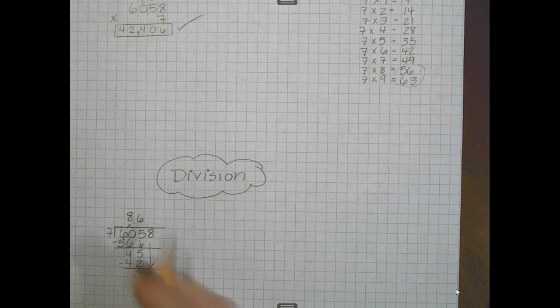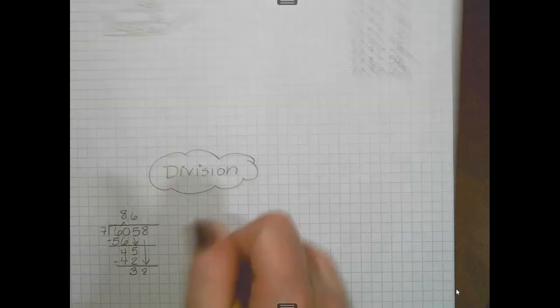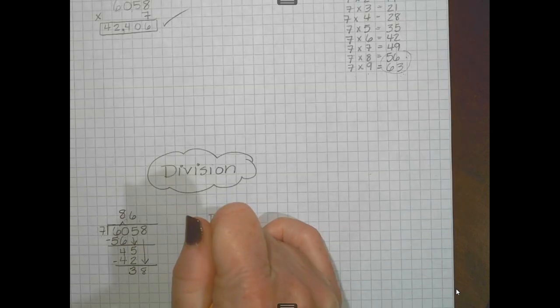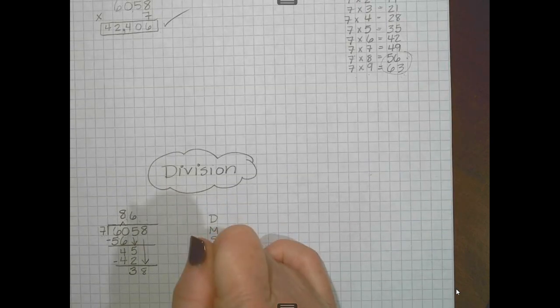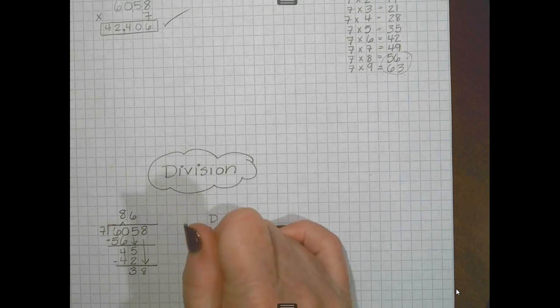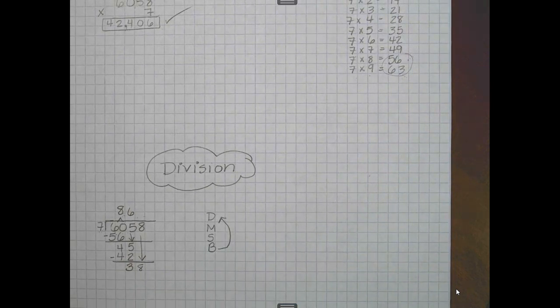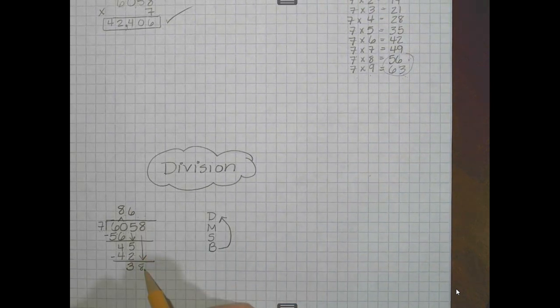So other than the first digits, we're bringing down one digit at a time, multiplying, then subtracting and dividing again. So the steps are divide, multiply, subtract, bring down, and if you bring a number down, you have to go back and go through these steps again. If there's no more numbers to bring down, you're done. All right, so we just brought down the 8. So we just need to go back and start dividing again, right?